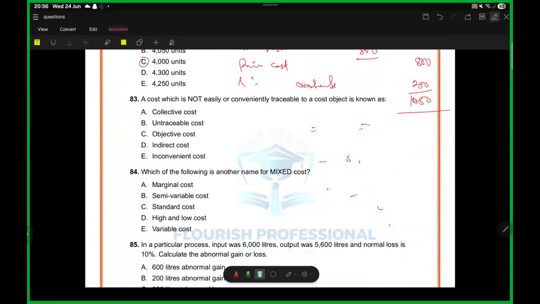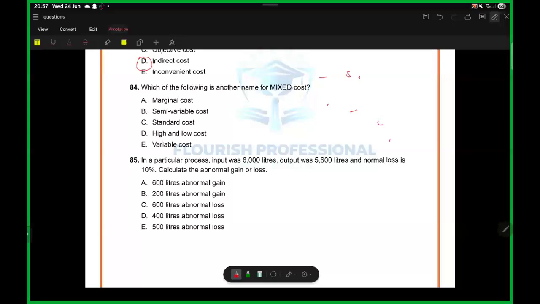All right, so let's look at 83. A cost which is not easily or conveniently traceable to a cost object is known as what? Collective cost is not true. Untraceable cost, we don't have anything like that. Objective cost is not true. Inconvenient cost, we don't have anything like that. So it is called indirect cost. Indirect cost is a cost which is not directly traceable to the product. Are we together?